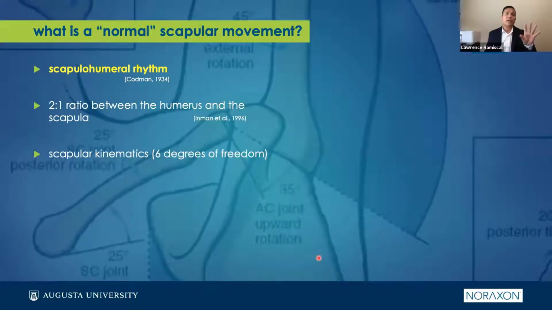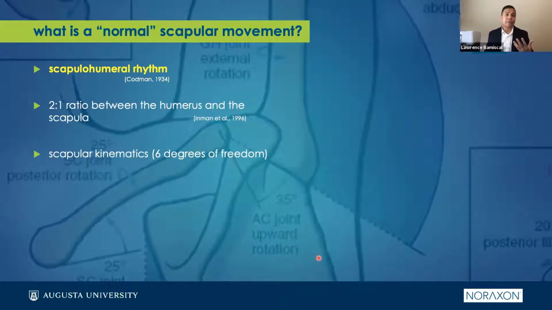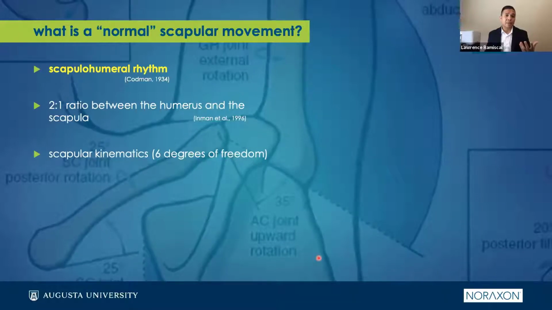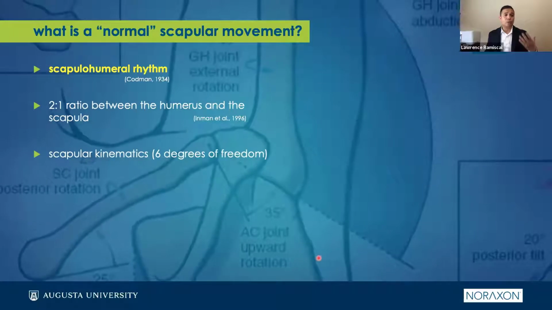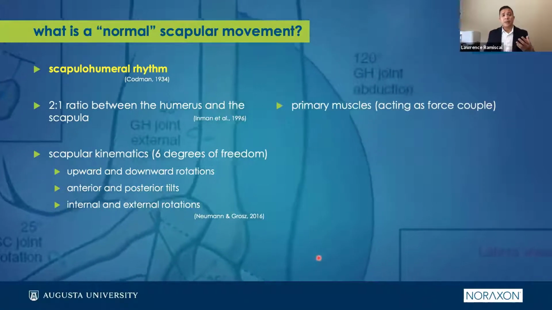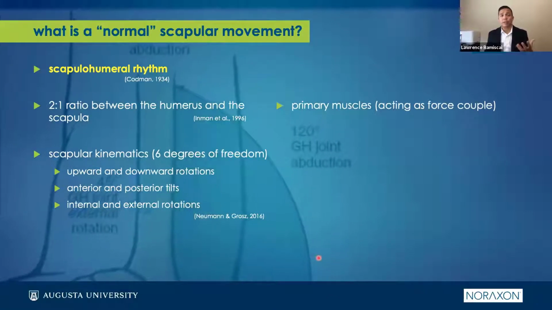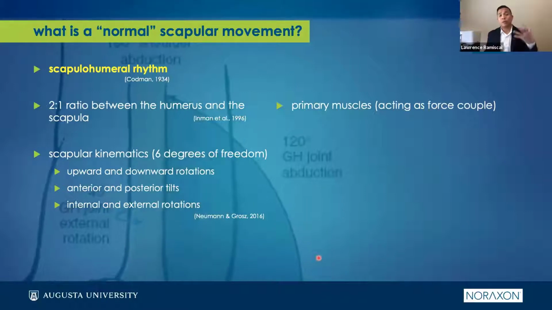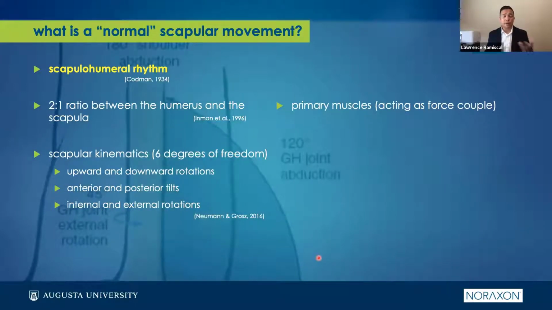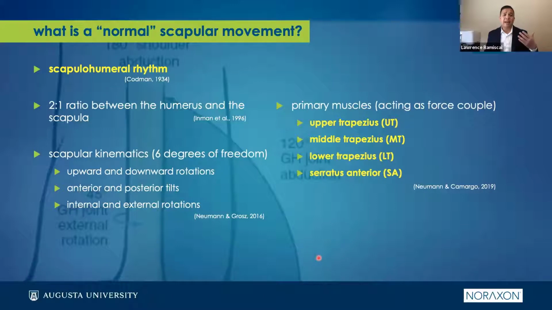However, based on improvements in imaging, specifically in motion capture and motion analysis, we now know that there is more than just upward rotation of the scapula during the scapulohumeral rhythm; there are technically 6 degrees of freedom. Those are the upward and downward rotations, the anterior and posterior tilts, and the internal and external rotations. These motions, the kinematics of the scapula, are the responsibility of the muscles, and there are 4 major muscles: the 3 trapezii and the serratus anterior.